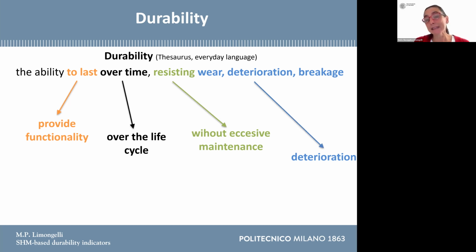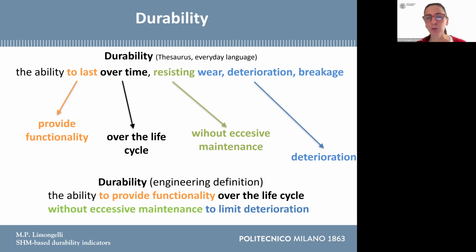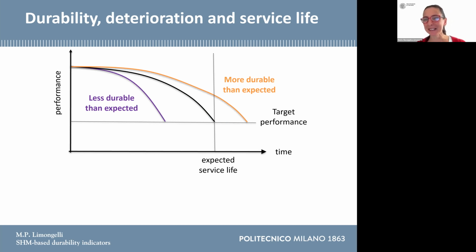And resisting means without excessive maintenance to limit deterioration. We use the general term deterioration, which includes degradation, which is a slow process, or damage, which is a fast, quick process, such as a breakage in everyday language. So our engineering definition of durability is the ability to provide a functionality over the life cycle without excessive maintenance to limit deterioration.